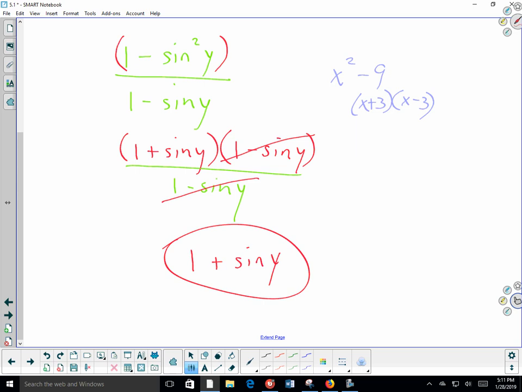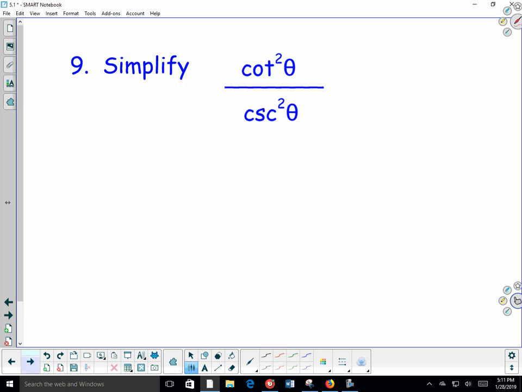All right, let's take a look at number 9. It says simplify, and we're trying to simplify cotangent squared over cosecant squared. In this case, cotangents and cosecants go together pretty nicely, but actually, what I would suggest on this one is let's rewrite everything in terms of sines and cosines.